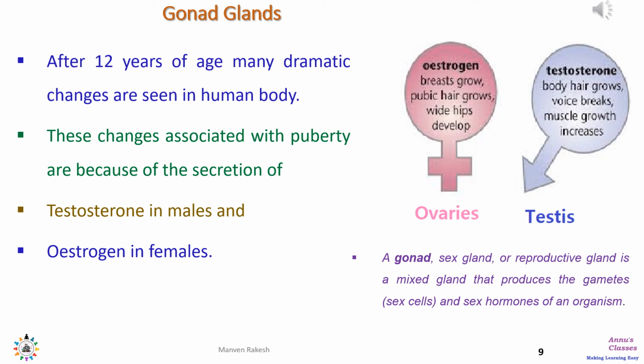Around the age of 12 years, lots of dramatic changes happen in the human body. Boys and girls start developing certain features which differentiate them. These changes associated with puberty are because of the hormones secreted by testes and ovaries, called the gonad glands. In males, this is testosterone, and in females, it is the estrogen hormone. What causes these changes?